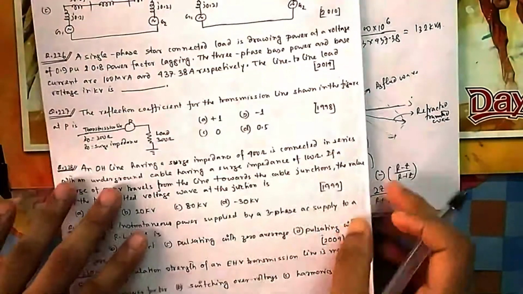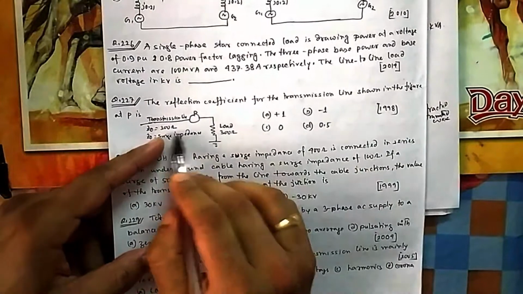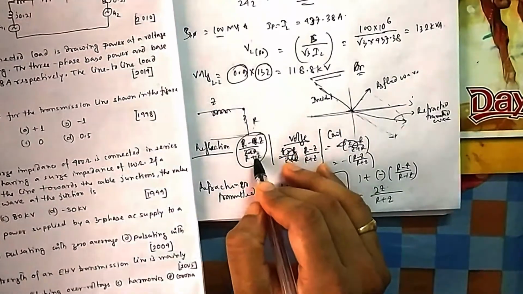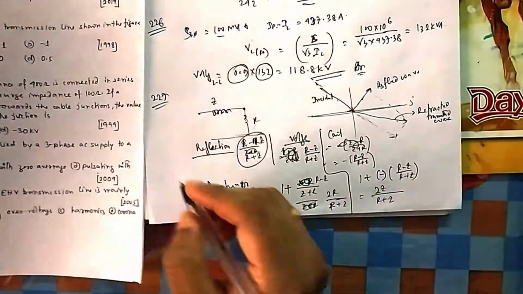Now what they are asking is the reflection coefficient for the transmission line. Both R and Z are the same, 300 and 300. So your reflection coefficient will be 300 minus 300, which is 0. So for voltage it will be 0, and for current also it will be 0. So that's why it is option C.